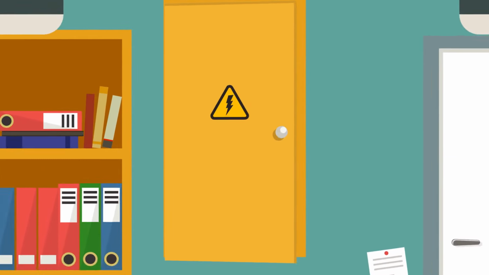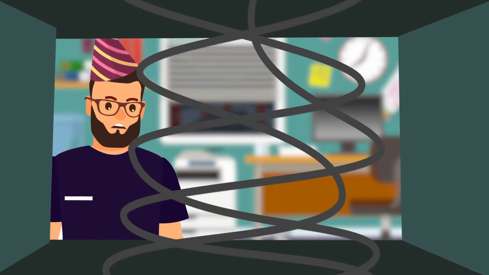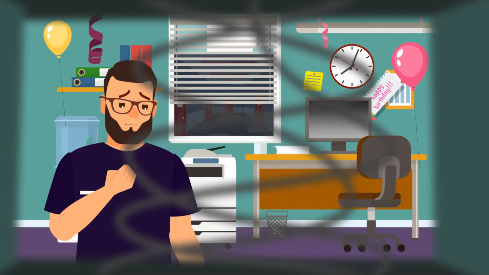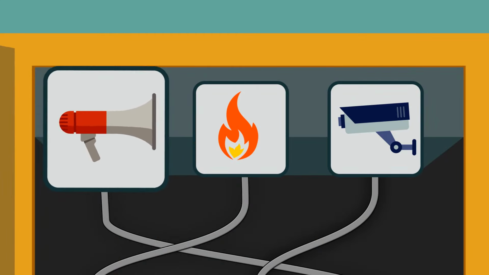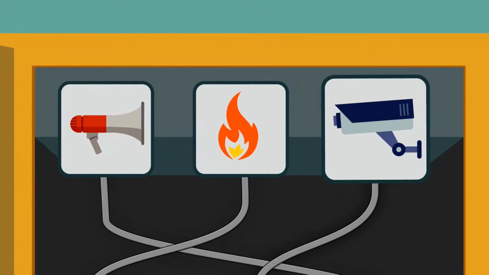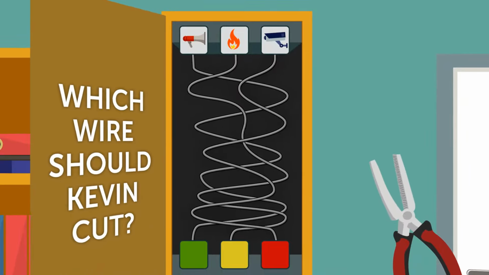Kevin found a locker with several tangled wires. Help the guy out. If he just opens the door, the alarm will go off and the police will arrive immediately. One wire turns off the alarm, another is responsible for fire detectors, and the third one turns off the cameras. Which wire should Kevin cut?